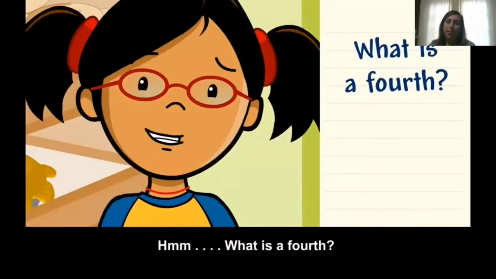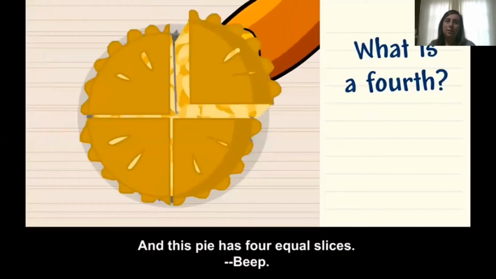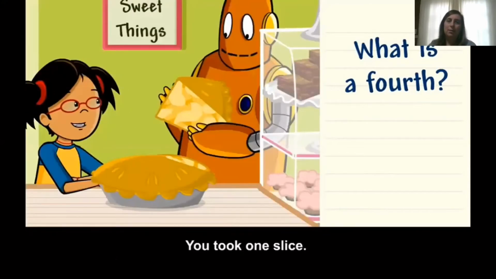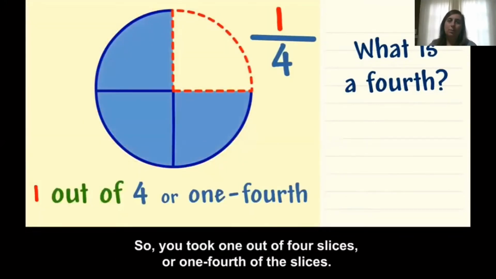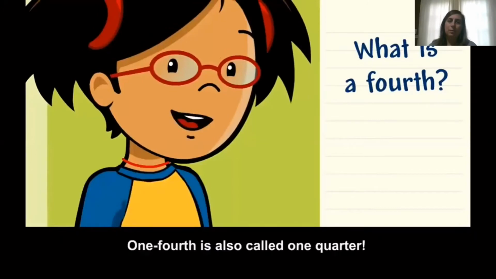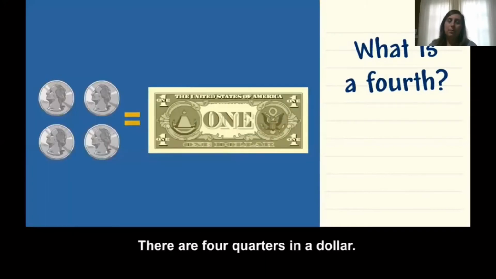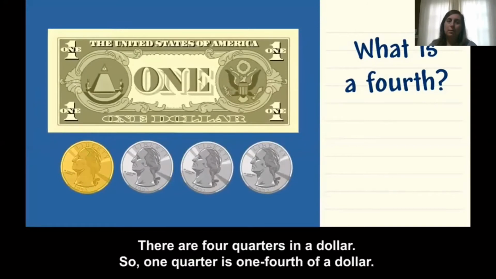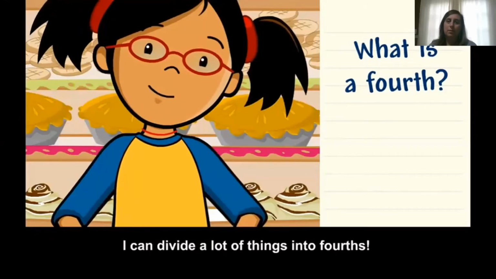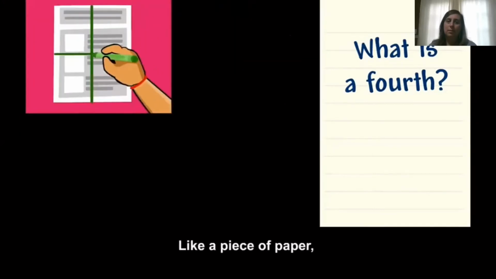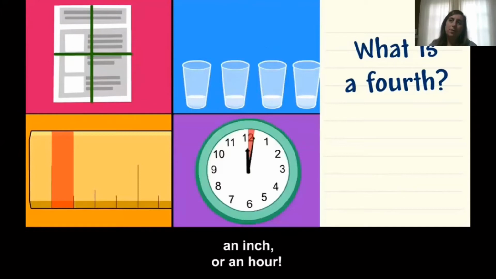What is a 4th? I love apple pie, and this pie has 4 equal slices. You took 1 slice. So you took 1 out of 4 slices, or 1/4 of the slices. 1/4 is also called a quarter. Exactly, Moby. There are 4 quarters in a dollar. So a quarter is 1/4 of a dollar. I can divide a lot of things into fourths, like a piece of paper, a cup of water, an inch, or an hour.